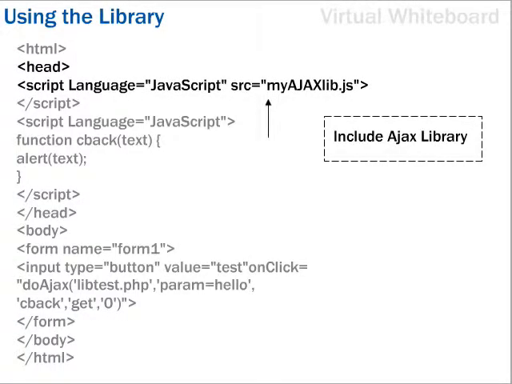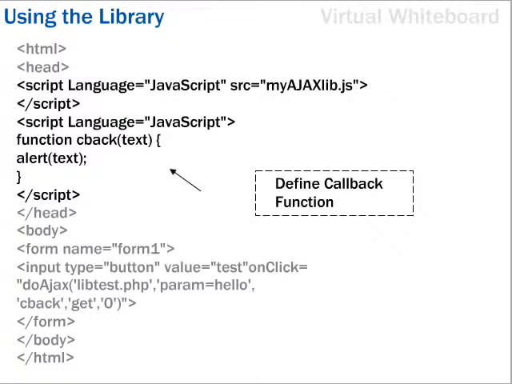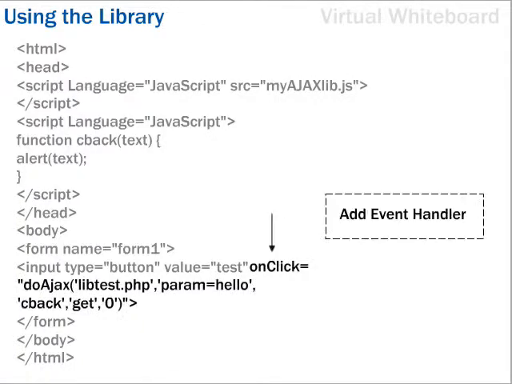Including the Ajax library is straightforward. Next, we need to define our callback function to deal with the value stored in the response text property. For these examples, we'll simply display the returned text in an alert. Finally, we need to add an event handler call to our button.